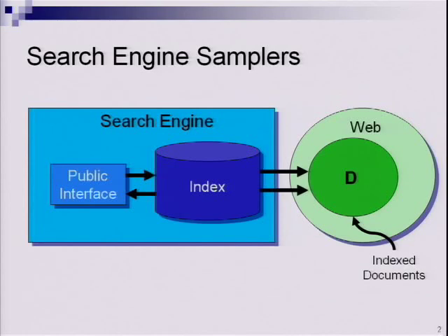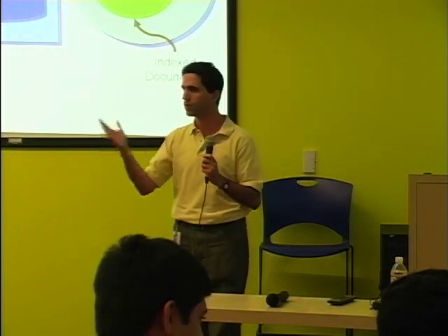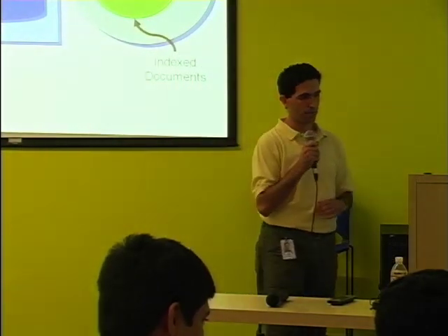Now, standard users do not have direct access to the index. They cannot get any data directly from the index. The only possible way for them to get information from the index is via the public interface of the search engine. Okay, so users can submit queries and get back results.